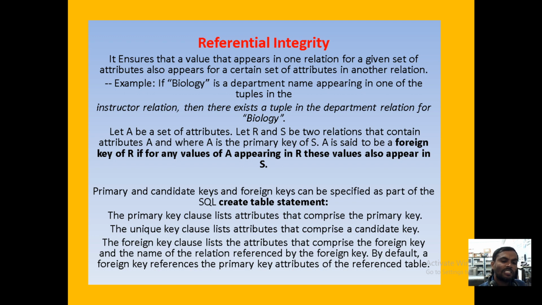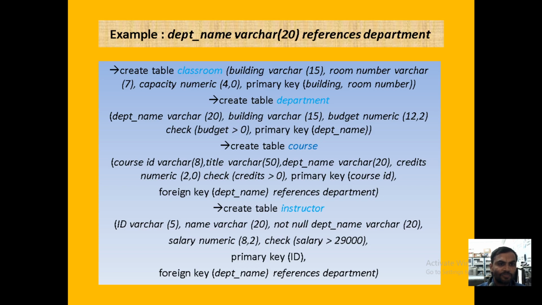The primary key clause is the list of attributes that comprise the primary key. The unique key clause is the list of attributes that comprise a candidate key. The foreign key clause is the list of attributes that comprise the foreign key, and the name of the relation referenced by the foreign key. By default, a foreign key references the primary key attributes of the referenced table. It is the same scenario I described.